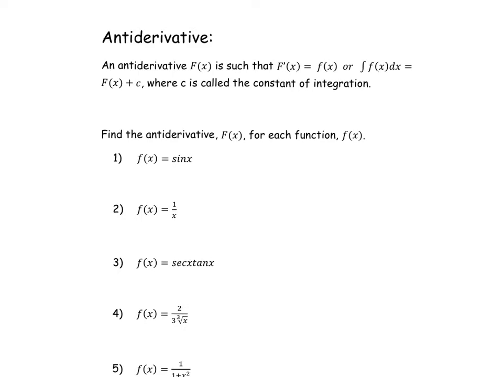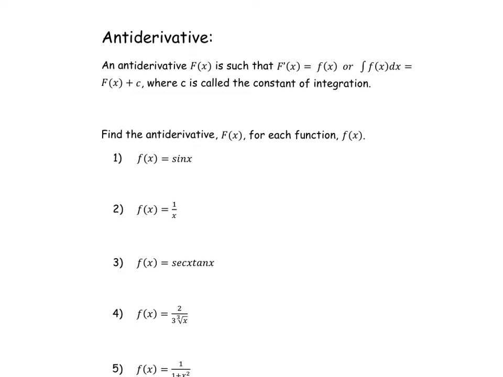All right, so what is an antiderivative? Well, an antiderivative, big F of x, is such that big F prime is equal to f of x, or the integral of f of x with respect to x is equal to big F of x plus c, where c is called the constant of integration. Okay, so an antiderivative is simply the opposite of a derivative. Makes sense? So let's do a few examples. Find the antiderivative, which is big F of x, for each function f of x.